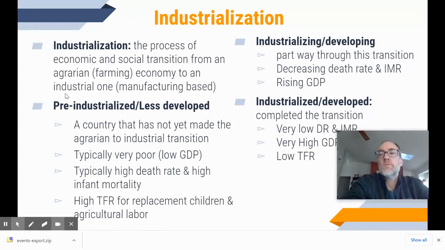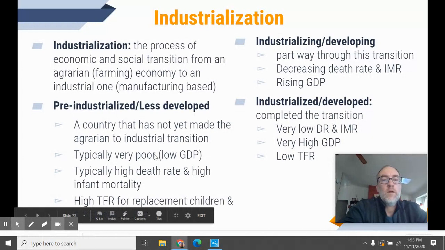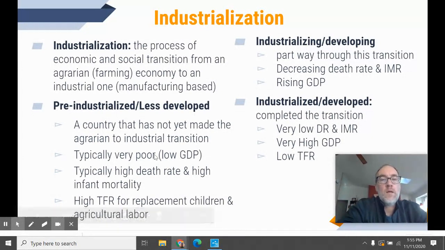We have many countries in this world that are still considered pre-industrialized. They haven't quite made the agrarian to industrial transition. They tend to be very economically poor, have a low GDP, high death rate, high infant mortality, high TFR for replacement and for agricultural labor. Industrialized or industrializing or developing countries are almost there. They're partway through this transition. You tend to see a decrease in death rates and IMR and rising GDP. And lastly, industrialized countries. You can see their characteristics.